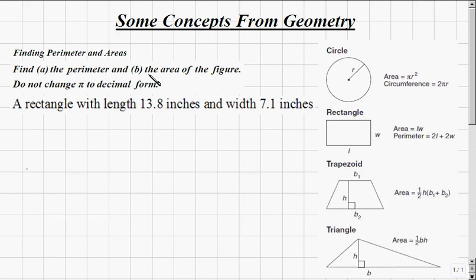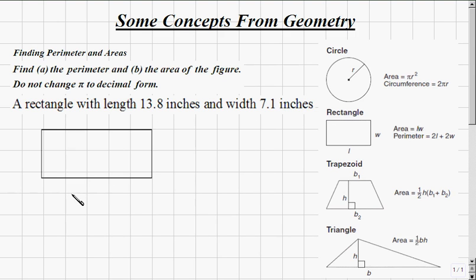Let's find the perimeter and the area for a figure below. A rectangle with length 13.8 inches and width of 7.1 inches. We begin by drawing a rectangle. So in the rectangle we've drawn, let's label the sides 13.8 and 7.1 inches.